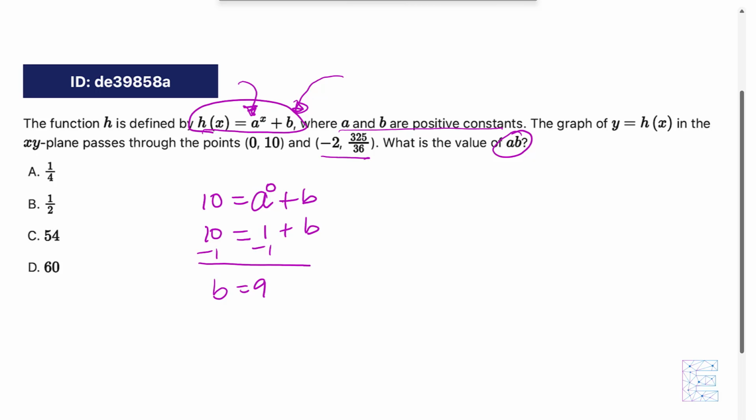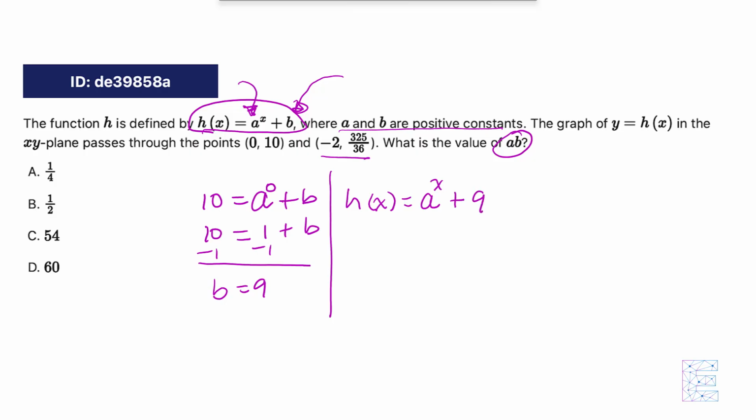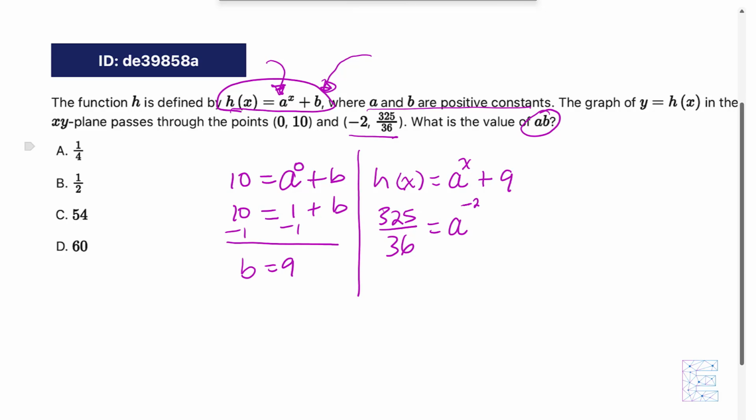Now that allows us to plug in the b value that we now know. So our equation is starting to take shape. h of x equals a to the power of x plus 9. Now to find the a value, we're going to use the other point. Again, we're given the x and y values. Let's plug them in appropriately. y is 325 over 36 equals some a value raised to the power of -2, because x is -2, plus 9. Now this becomes an algebra question.